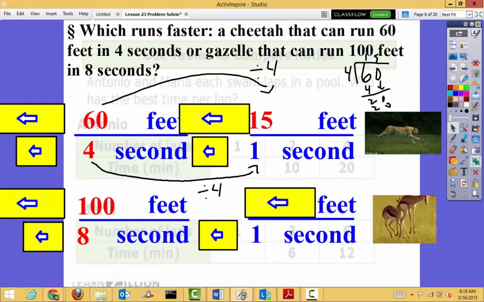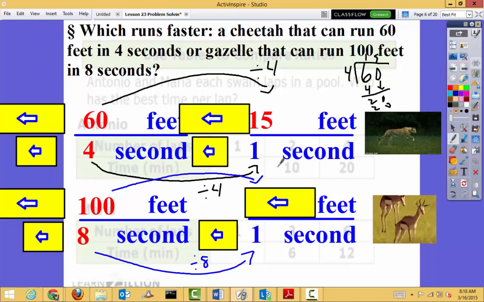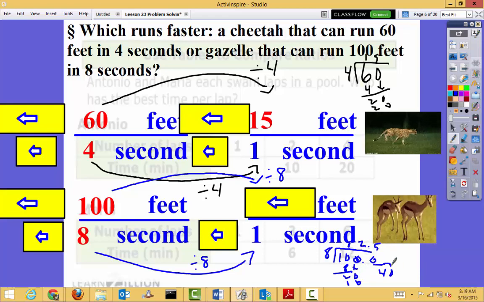So now let's look at my gazelle. Well, I'm going to ask myself the same thing. How do I get from 8 to 1? Well, easy. I divide by 8. So I'm going to do the same thing here. So 100 divided by 8 goes in 1 time. Then it goes in 2. I'm going to have a remainder of 4. And then I'd bring down that 0. And then I'm going to be left with 12.5.